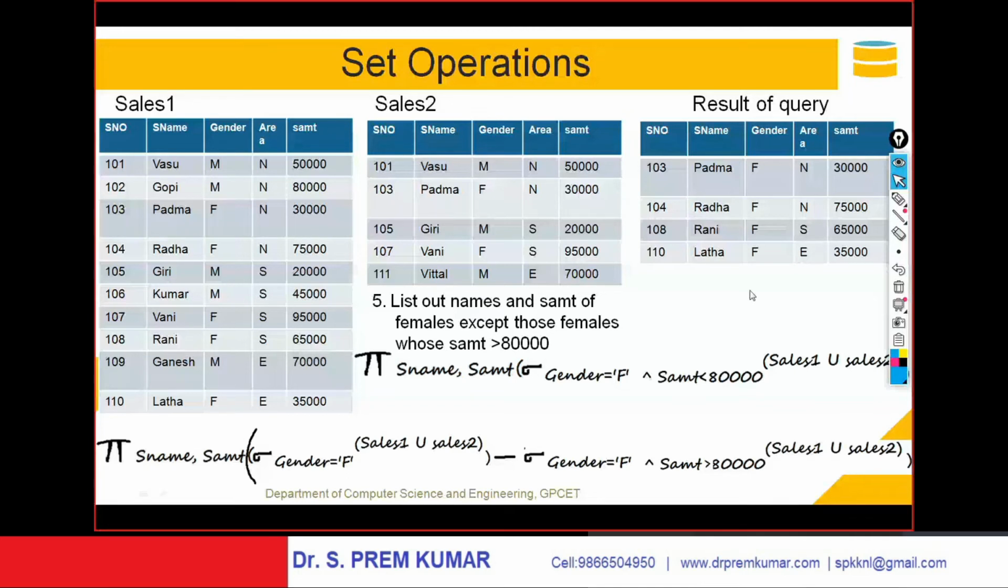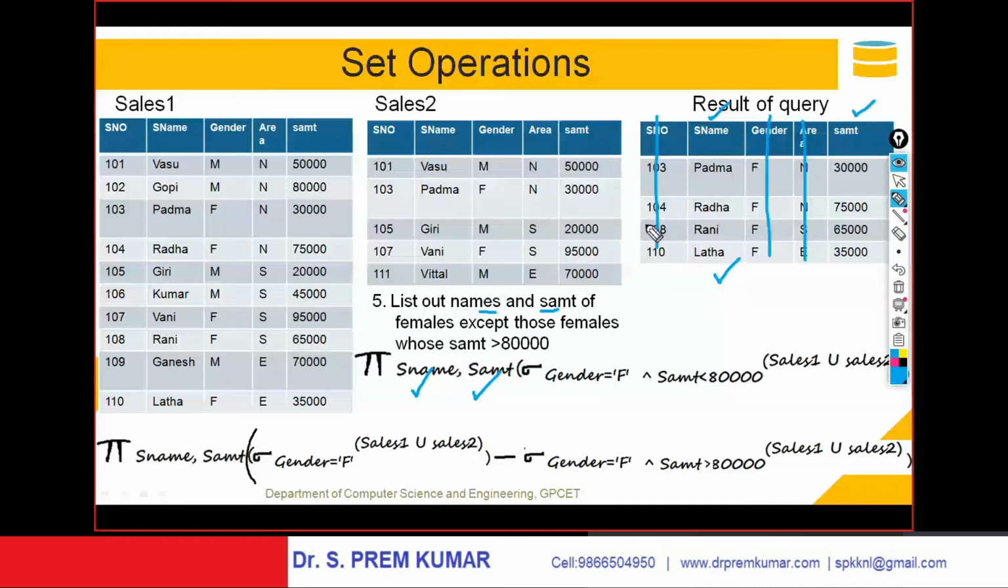Listen carefully. I want names and sales amounts. I don't want salesman number. I don't want gender. I don't want area. What do you want to project? Name and sales amount. You want to project only names and sales amounts. The rest I don't want. I want only these two, names and sales amounts.